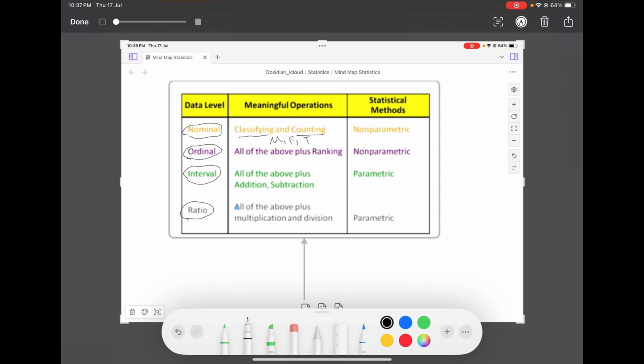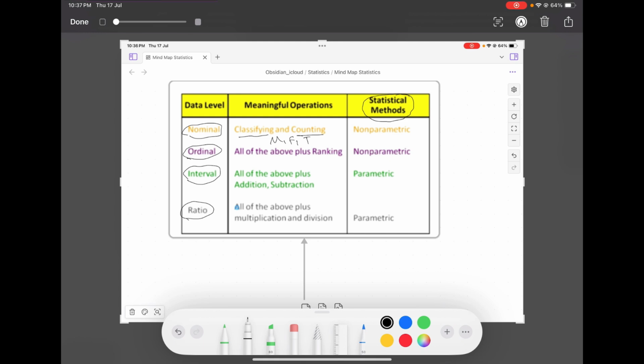Later we will learn about some statistical methods, like parametric and non-parametric. That comes under inferential statistics. If the data is nominal or ordinal, we will use non-parametric methods. And if the data given is interval or ratio, then we will use parametric methods. We will learn about that in detail in another video when we learn about inferential statistics.